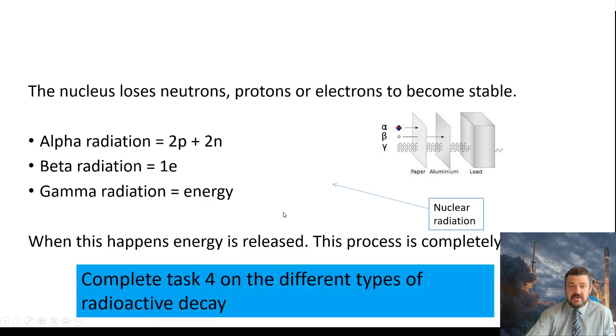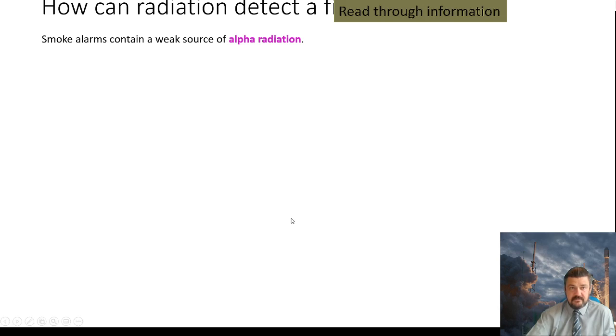So I'd like you to complete task 4 on the different types of radioactive decay. All I want to know is what their penetrating power is, what their ionizing power is. Once you've done that, press play on the video to move on to where we actually use these types of decay in the industry. So, how can radiation detect a fire?